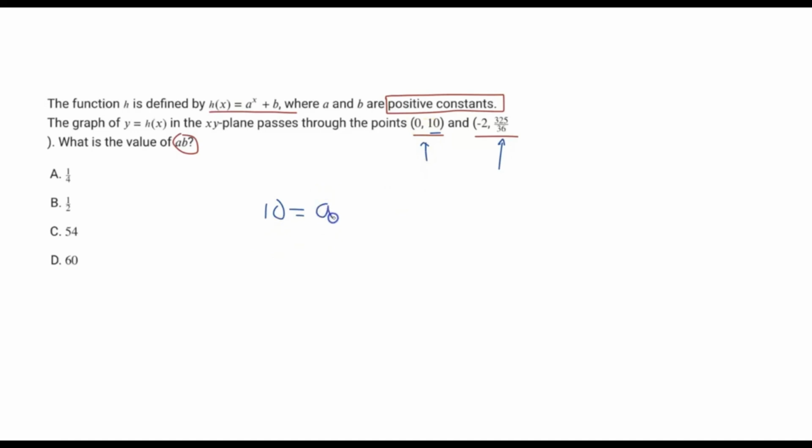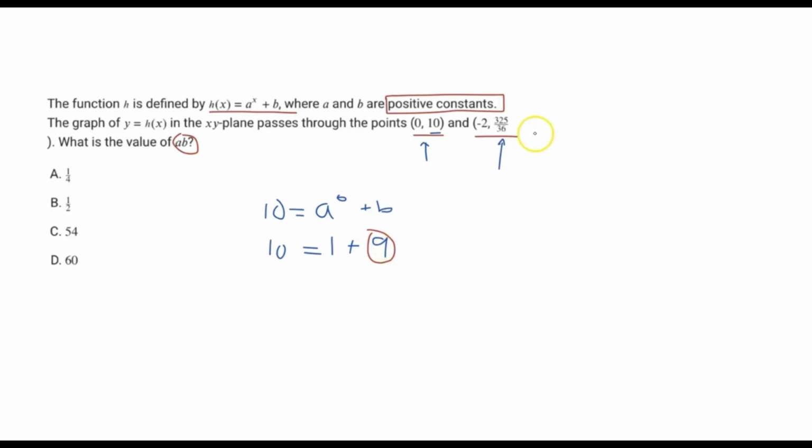Well, let's see. a to the power of 0 is going to give us 1. So 10 equals 1 plus b. And so what added to 1 gives us 10? Well, that is going to give us a value of 9. So we still do not know what the value of a is, but we know whatever a is to the power of 0 is going to be 1. But we have now just found out the value of b, right? And it makes sense because b is a positive constant.